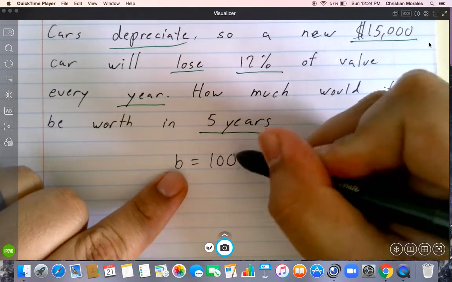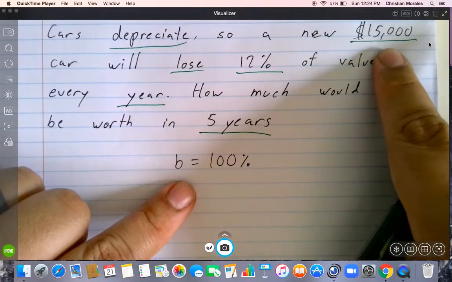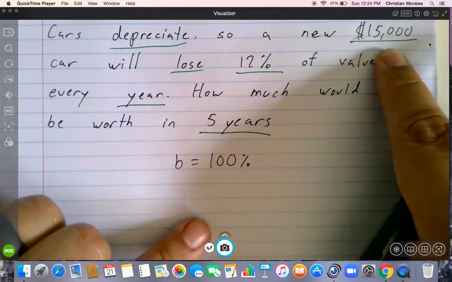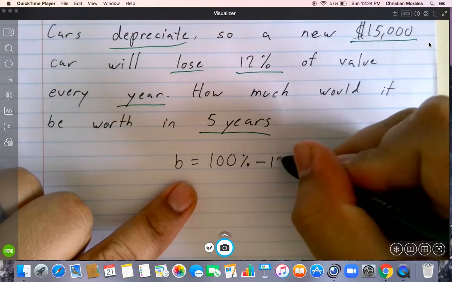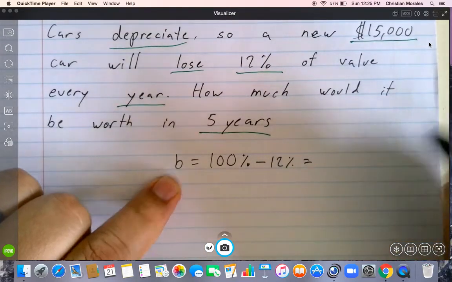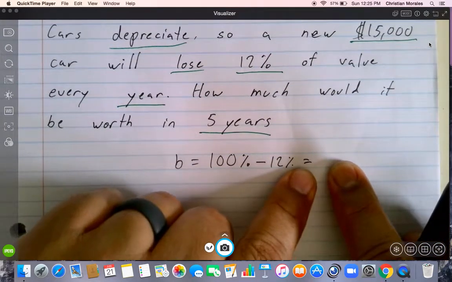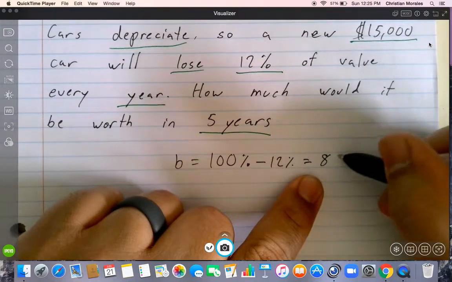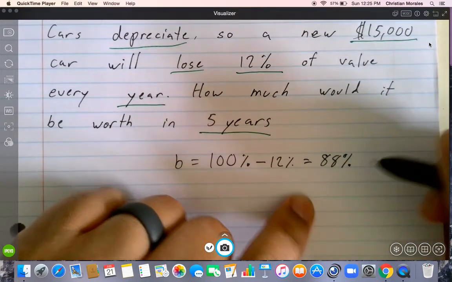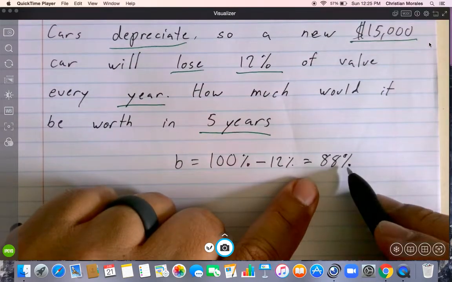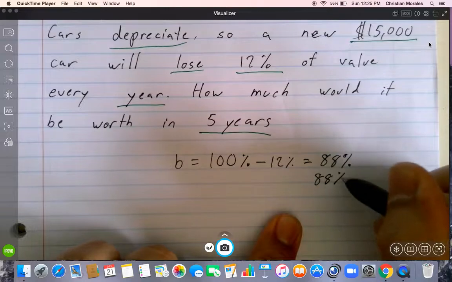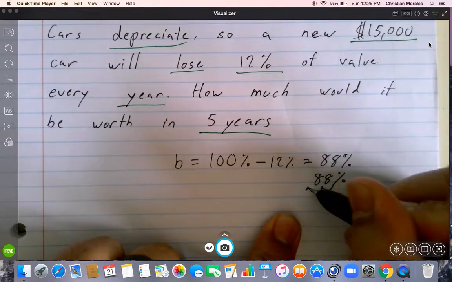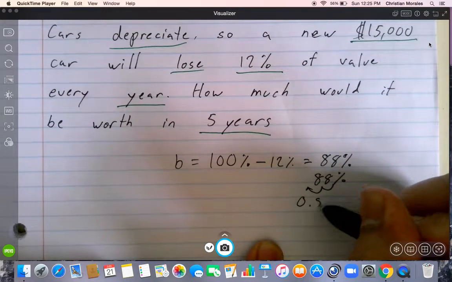So you're starting with 100%. The car starts at full price, but it's going to lose value. How much will it lose? 12%. So this is going to be your new B. 100 minus 12, that is going to be 88%. And again, if you don't have a percent in your calculator, turn that into a decimal. You move the decimal point twice, so you take 88%, move that decimal point twice, you get 0.88.